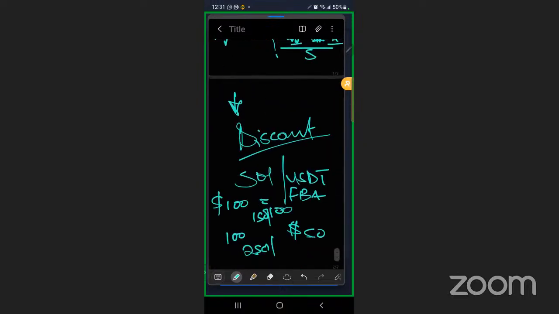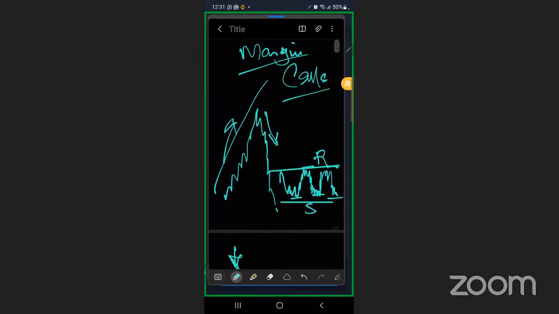I want you to imagine if you bought your Solanas at $50 and the market bounces back to 100, how much money do you make? You can make almost 50%. You get the point? So that's what happens when the market is going up. We are selling at higher prices.